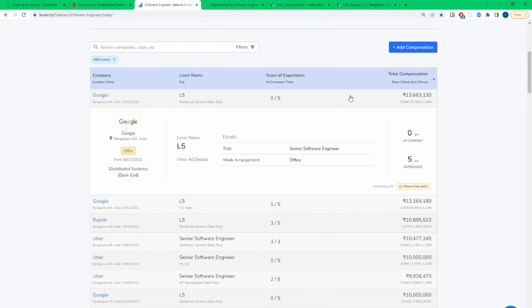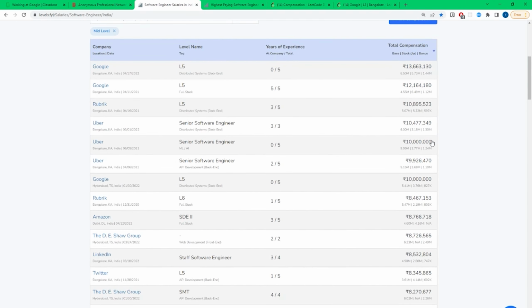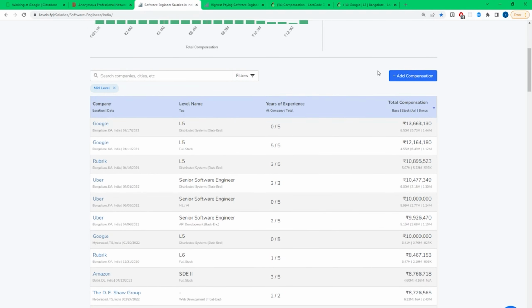Make sure that you take the average of multiple data points. So there might be outliers where people make mistakes, where they add an extra zero. But if you see a lot of posts, like you can see Google L5, there's multiple posts, you can take an average of those 5 or 6 posts and understand what's the best number that you can come up with.